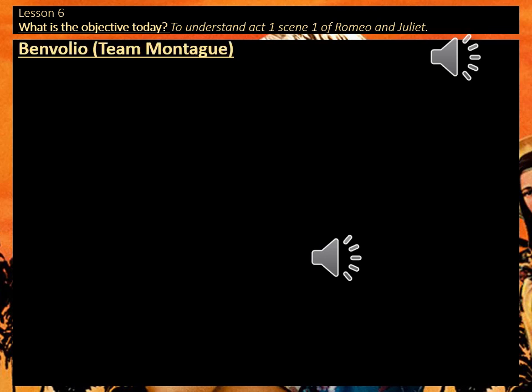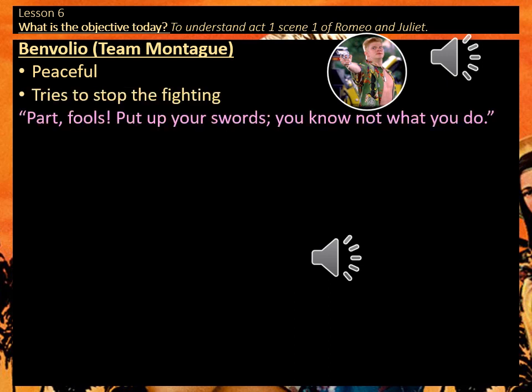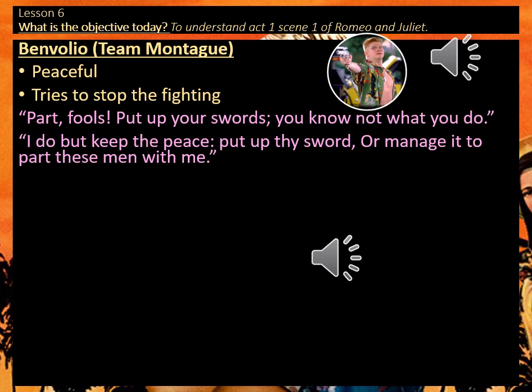Then joining the fight, we've got Benvolio, who is Team Montague. But if you remember from the character information, Benvolio is actually quite peaceful and tries to stop the fighting. So he says things like, "Part fools, put up your swords, you know not what you do." And by put up your sword, he means put it away. And he also says, "I do but keep the peace, put up thy sword, or manage it to part these men with me." You know, he's trying to get them to put the swords down and to stop the fighting.